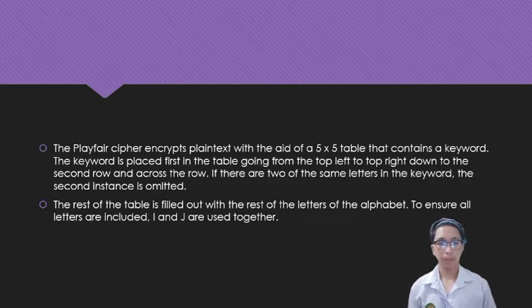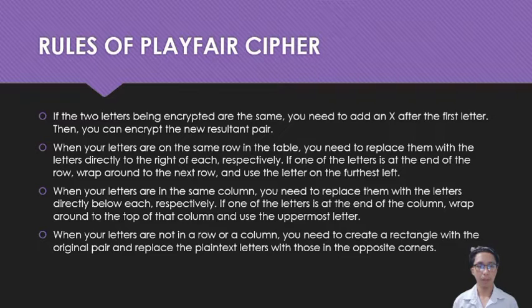If there are two of the same letter in the keyword, the second one is omitted. The rest of the table is filled out with the rest of the letters of the alphabet. To ensure all letters are included, I and J are used together. So here we have the rules of the Playfair Cipher.